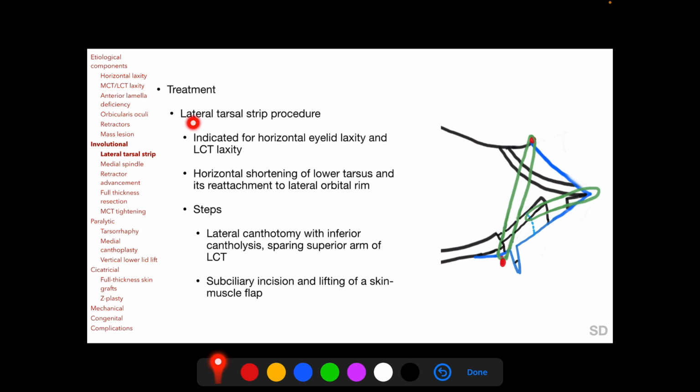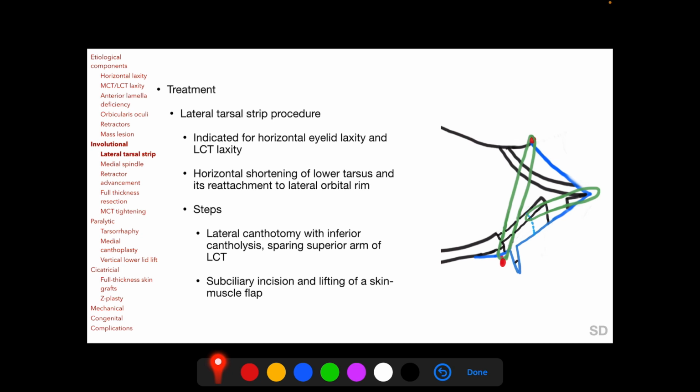The lateral tarsal strip procedure is indicated for horizontal eyelid laxity as well as laxity of the lateral canthal tendon, and we have seen that horizontal eyelid laxity is the most common cause of ectropion, particularly involutional ectropion. The lateral tarsal strip procedure consists of horizontal shortening of the inferior tarsus and its reattachment to the lateral orbital rim. The procedure starts with a lateral canthotomy as represented by these lines with inferior cantholysis, while sparing the superior arm of the lateral canthal tendon.